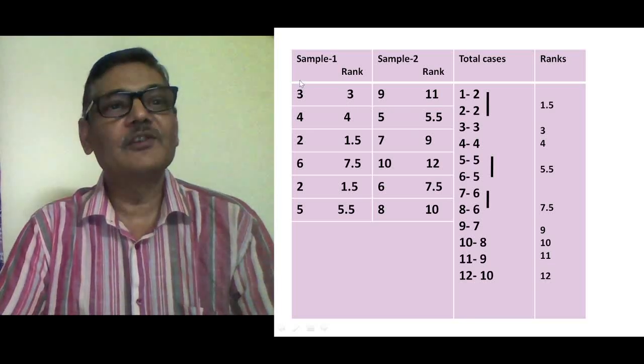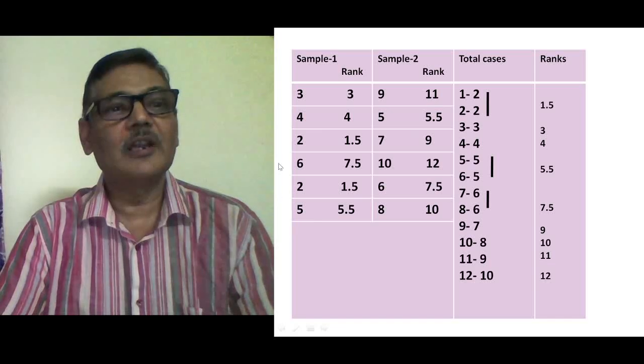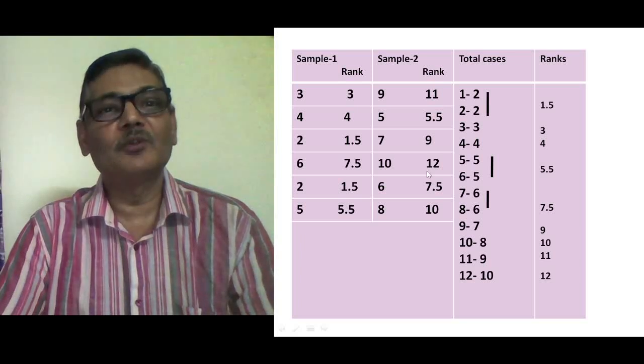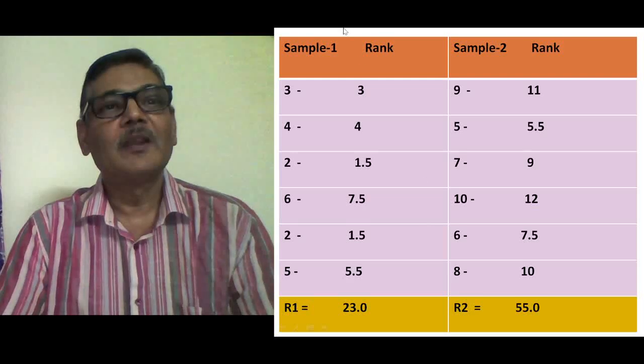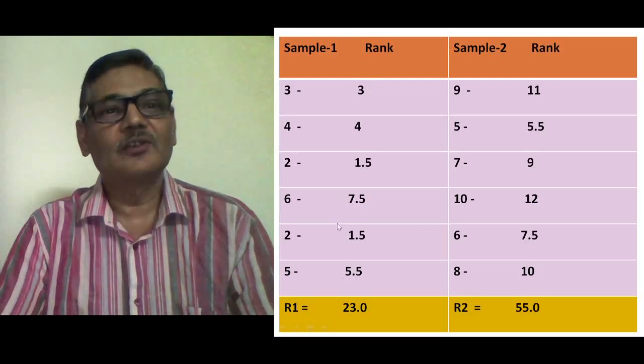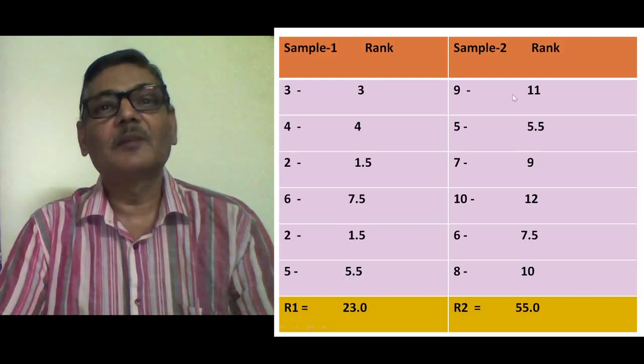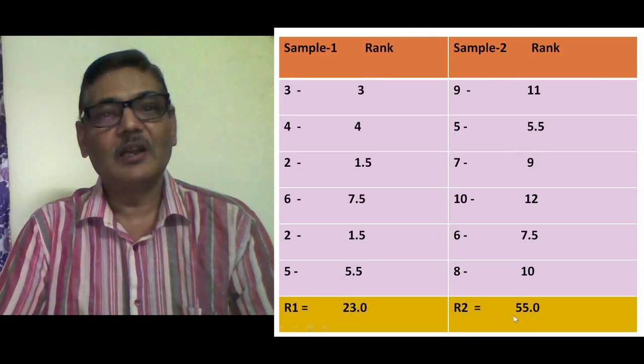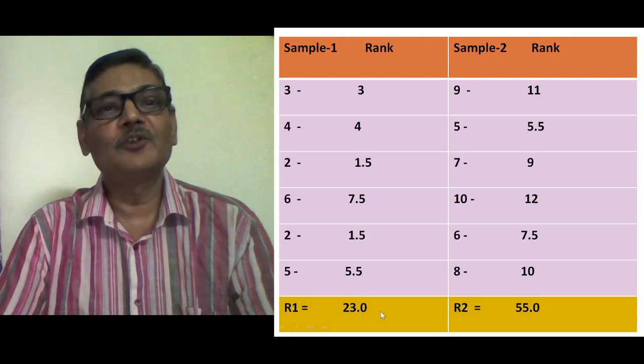And now, instead of taking the sum of the individual observations, you will actually take the sum of the ranks of sample 1 and sample 2. The ranks will be actually summed, and that is shown in the next slide. Here you see, finally it is the rank shown here of sample 1 and sample 2. Their total comes 23 and 55. So these are the rank sums of sample 1 and sample 2.